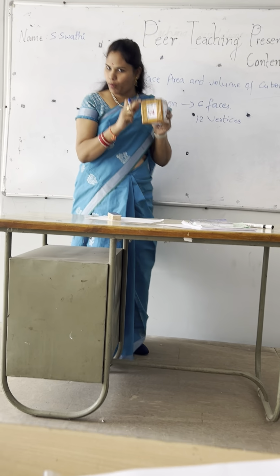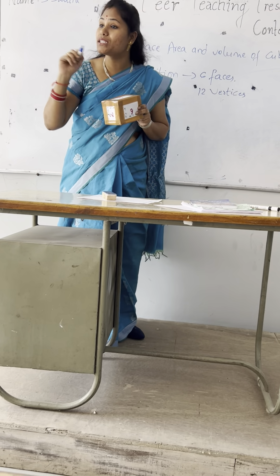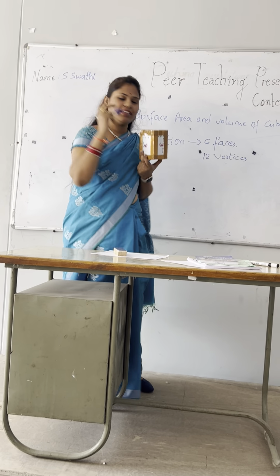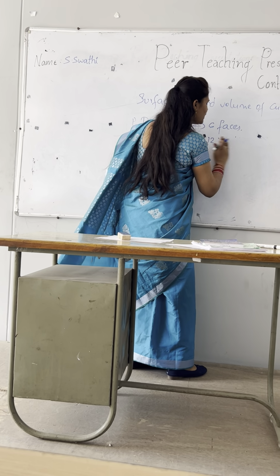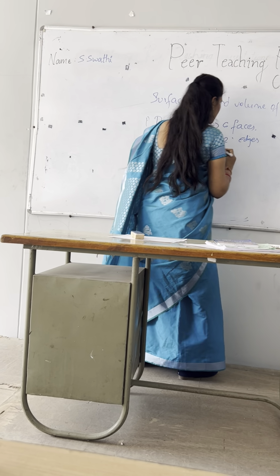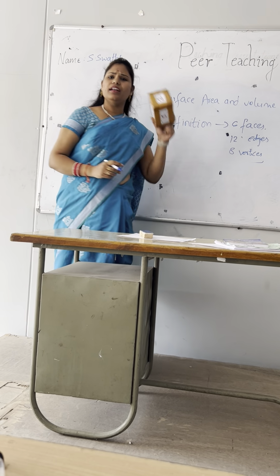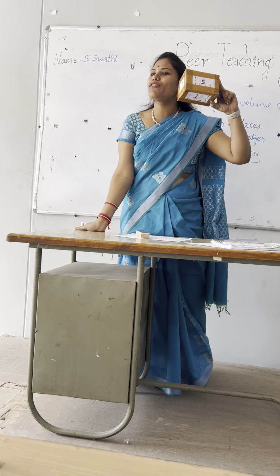So these are meeting at one point. So we have 8 vertices over here. These corner points are called vertices. Sorry, this is edges and this is vertices. Okay. Now you know how the cuboid is formed.